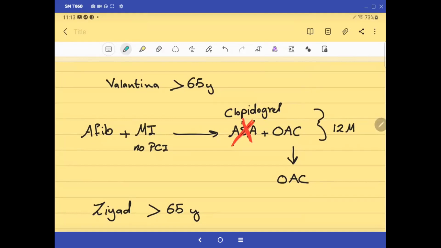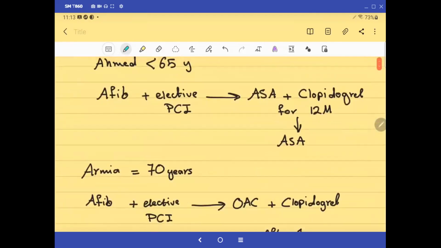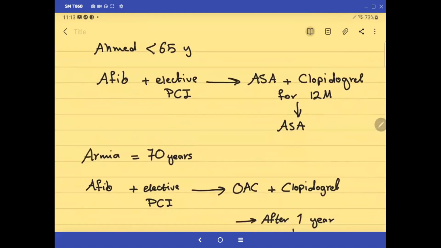Okay. And Ahmed just has AFib plus recent PCI, but below 65 and no shadow score. Okay. So let's say again what has happened here. A patient has atrial fibrillation. Another question. What confuses me, Ahmed has no acute coronary syndrome. Why go to elective PCI?